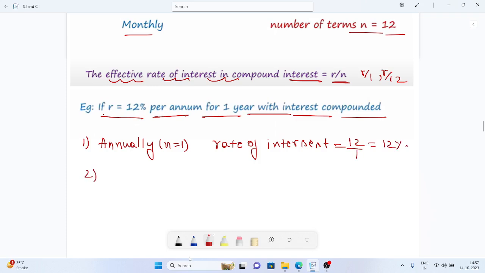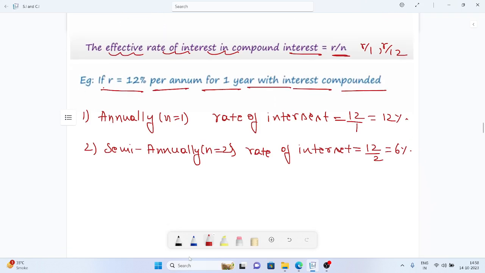Similarly, when he asks for semi-annually, what is the value of n? For semi-annually, n equals 2, and the effective rate of interest here is 12 by 2, which is nothing but 6%. Okay, right.